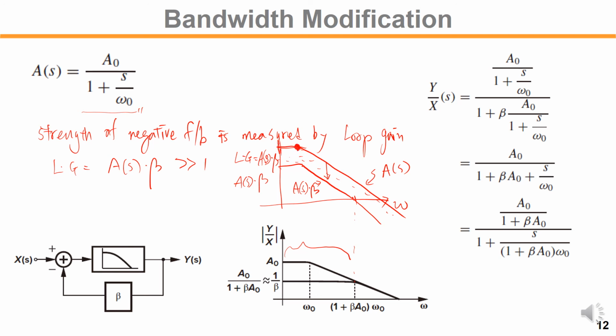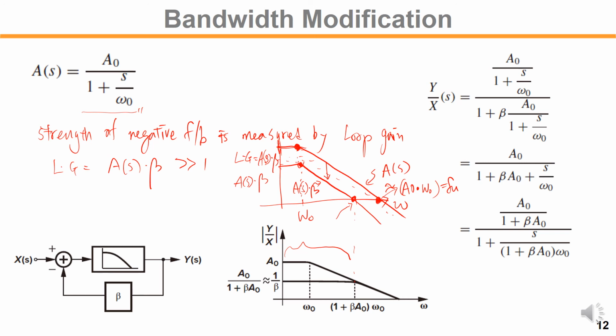So A(s) times beta will be shifted by the beta, right? Now as you can see here, the original amplifier bandwidth was what? If this is omega 0, then the unity gain frequency of the original amplifier would be A0, the DC gain, times omega 0. This is the gain bandwidth product, right? This is approximately f_u, A0 times omega 0.